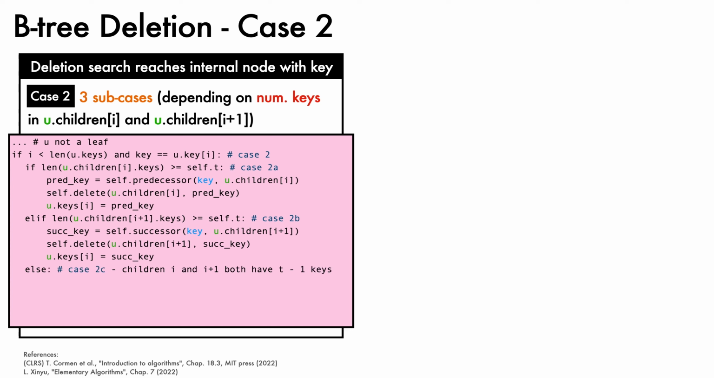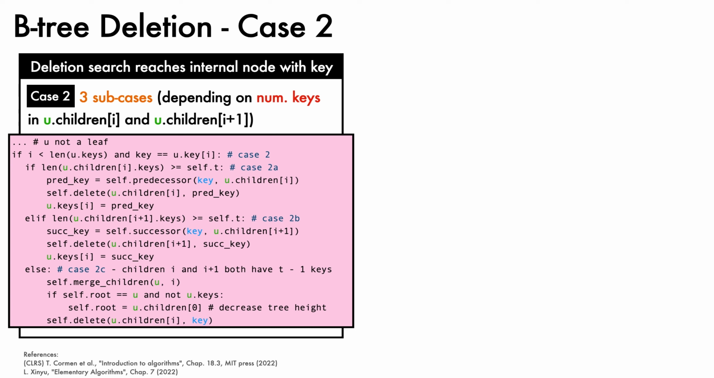Finally, in case 2c, both child i and child i+1 have only t-1 keys. Here, we merge them together using a helper function we'll see shortly. Since the merge involves pushing a key down from u, we check in case we've made the root node empty. If we have, then we update the root to point to its only child, which has the effect of decreasing the tree height by 1. Finally, we call delete on the child, now confident in the knowledge that it has at least t keys and won't produce a violation. One extra point.